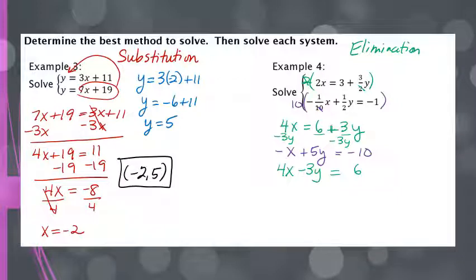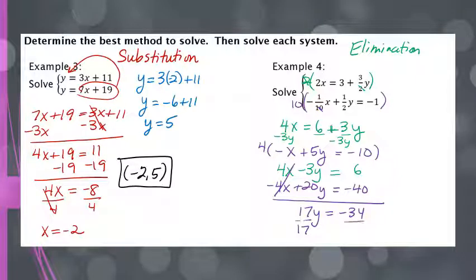So now I can figure out what I want to do to get these things to cancel out. And I think the easiest thing to do would be to multiply the purple equation by 4. The x's are already opposite signs. And so if I multiply by 4, I'll have negative 4x plus 20y, and then it'll equal negative 40. These x's are going to cancel. This would give me 17y, and then negative 34. And then finally, I can divide by 17, and my y coordinate is negative 2. So half of my answer is done.